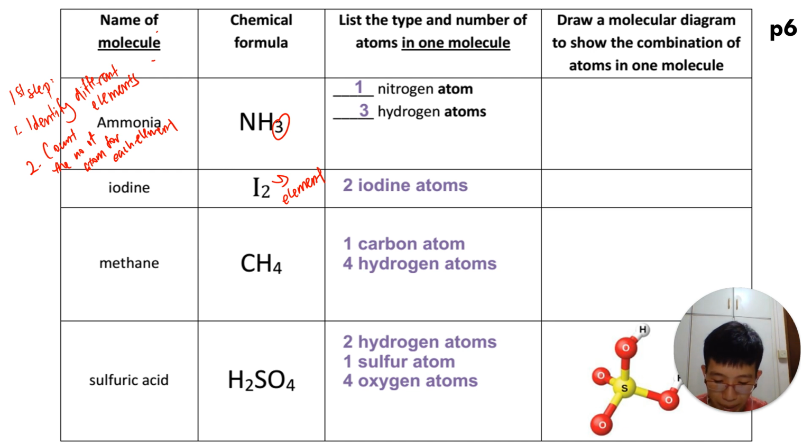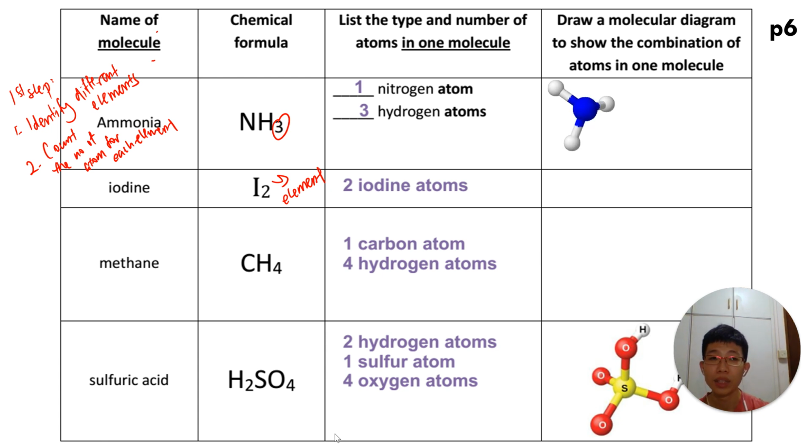The next one will be methane, CH4. It means 1 carbon atom, 4 hydrogen atoms. And for sulfuric acid, it's H2SO4. It means that it has 2 hydrogen atoms, 1 sulfur atom, and 4 oxygen atoms. The last column over here is a molecular diagram to show how the atoms are arranged.